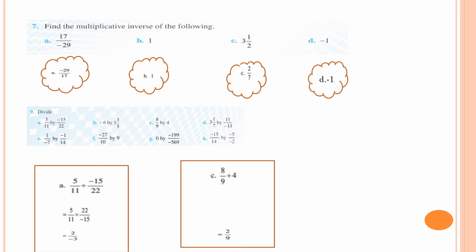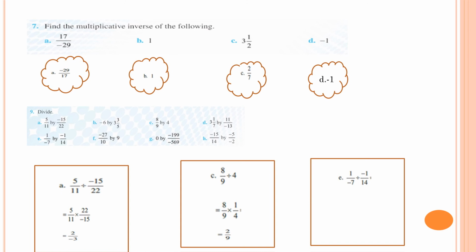Let us come to the C1, that is 8 by 9 divided by 4. Now I will put a multiplication sign between these two rational numbers and take the reciprocal of the divisor. It will be 1 by 4. I can divide 4 and 8. So the answer will be 2 by 9.